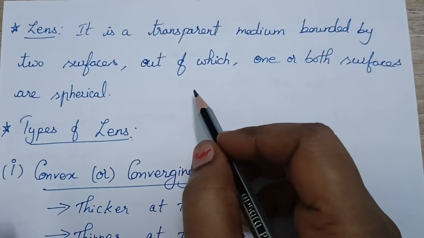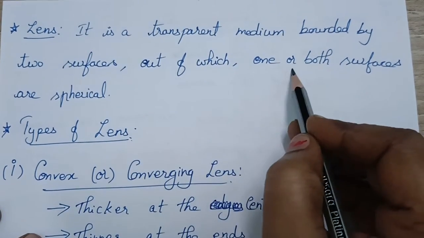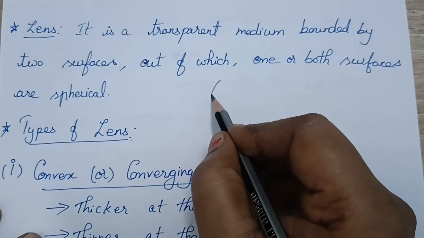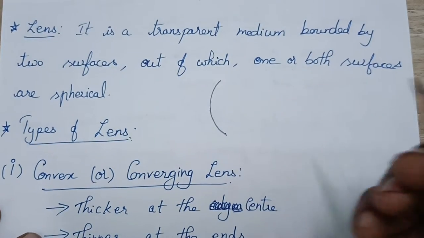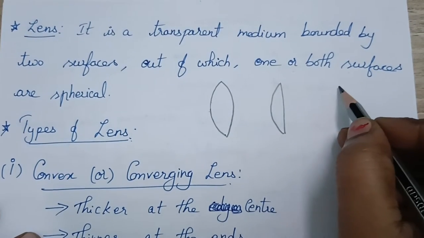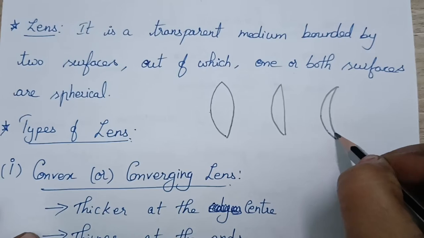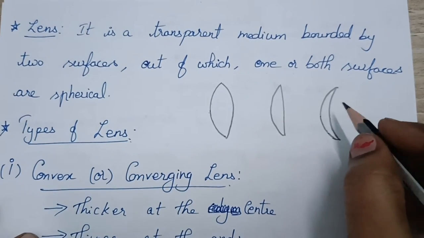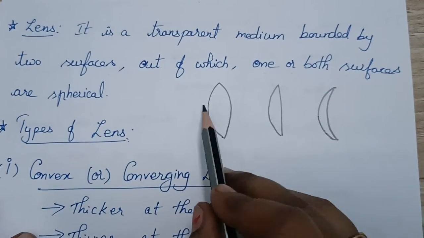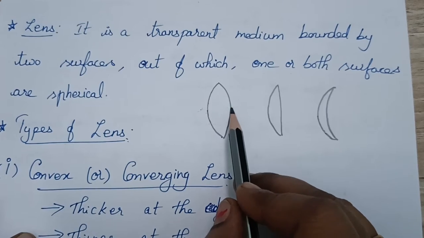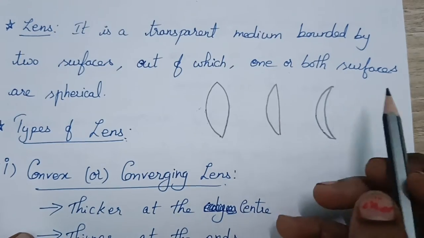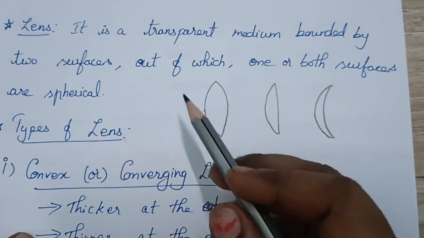It has two surfaces, out of which compulsorily one of the surfaces should be a spherical surface. The other may be spherical, or the other may be a plane, like this. So what is meant by lens? A lens is a transparent medium bounded by two surfaces, out of which one or both surfaces may be spherical. This is the definition of lens.